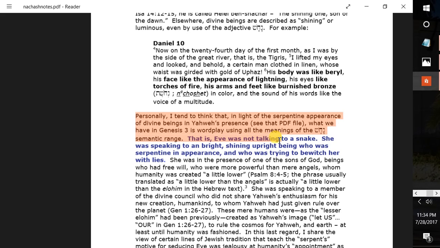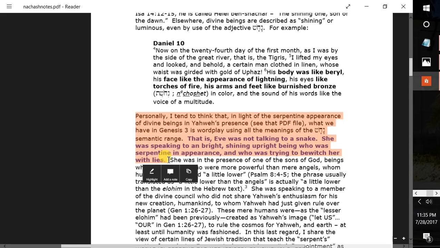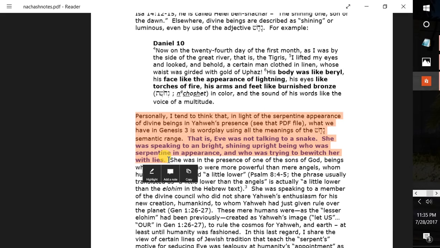Eve was not talking to a snake. She was speaking to a bright, shining, upright being who was serpentine in appearance and who was trying to bewitch her with his lies. So isn't the word bright, shining being the same thing as Lucifer, bright morning star? So the devil is no snake. He might be a snake in his behavior, because the snake is always slithery and moving with us, but he's a man, just like I've shown you from the Bible. He's a man. The Bible clearly says that.